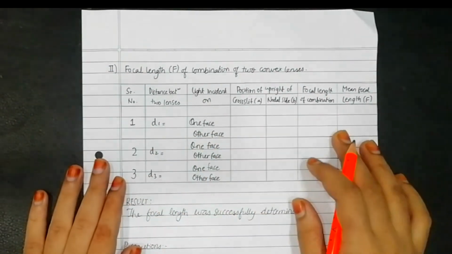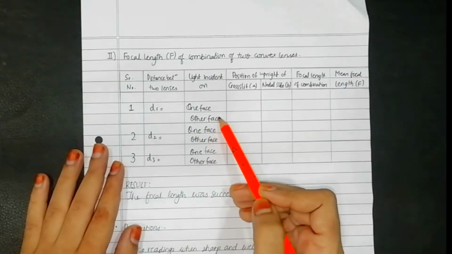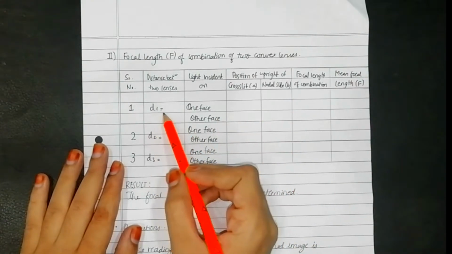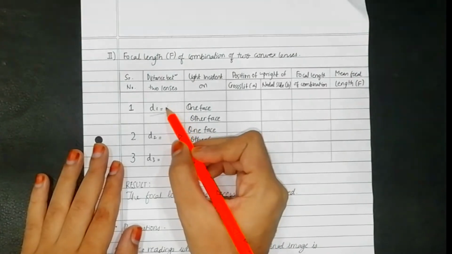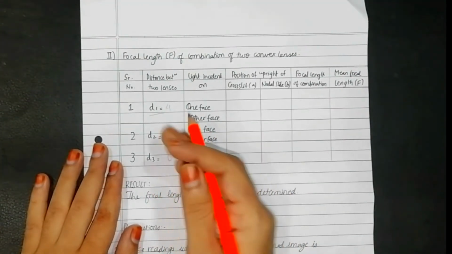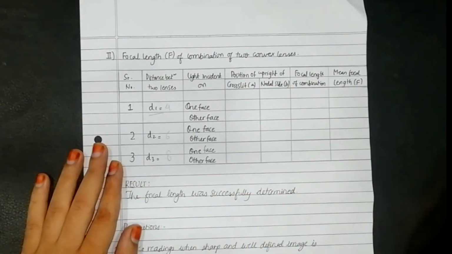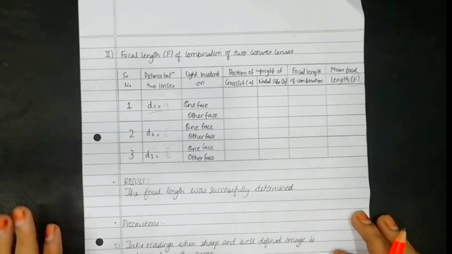And here is the table for the second part of the experiment. Light incident on one face, other face, but here we even started changing the distance, so there is an additional column here. We first kept the distance as 4 centimeters, then 6 centimeters, then 8 centimeters, and noted down the required values, and then we had the mean focal length, that is capital F. So in this way the experiment is completed.